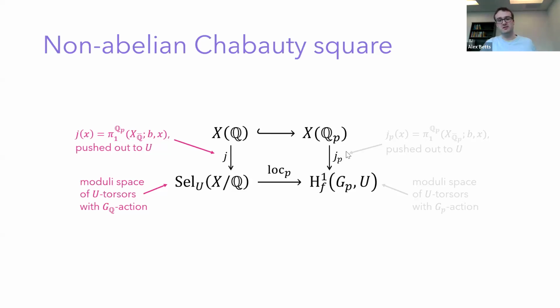And then on the right-hand side, you have an exactly parallel story. I should assume at some point that this prime p is of good reduction. And then this lower right-hand side is a moduli space of torsors under this group U with a local Galois action. And again, this local Kummer map J_p takes a p-adic point to the paths from B to X. And then the final part of this diagram is this localization map in the middle. If I have a torsor under the group U with an action of the global Galois group, I'm just going to forget the global Galois action and only remember the local Galois action.